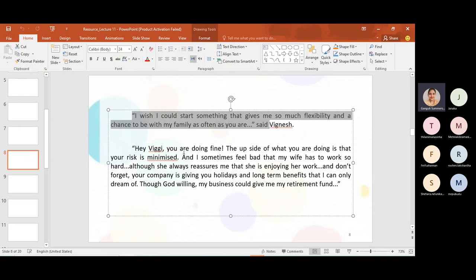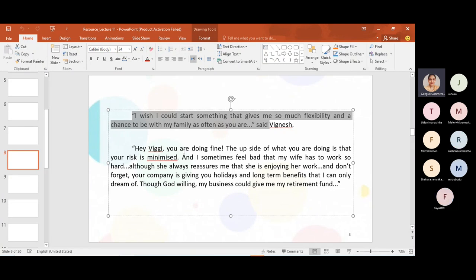Okay, so after listening to everything that Karim said, Vignesh says that I wish I could start something that gives me so much flexibility and a chance to be with my family as often as you are. So Vignesh says that he would also like to do a job that allows him to be flexible and spend time with his family. Okay, and so Karim responds to this by saying this.